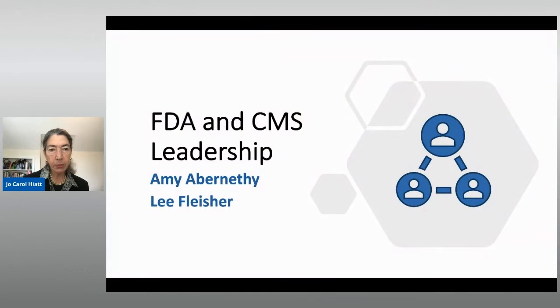And so we are very, very pleased to have the leaders of the FDA and CMS organizations that are most passionate about this work with us today. And it is a privilege to introduce Amy Abernethy, who is currently the Deputy Director and Chief Information Officer for FDA. I believe the final few days of her tenure with FDA.